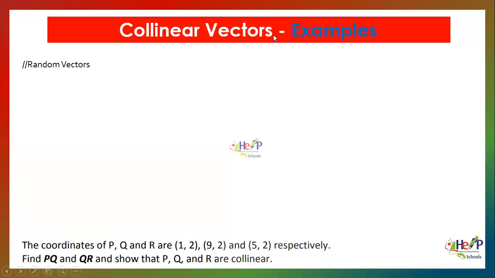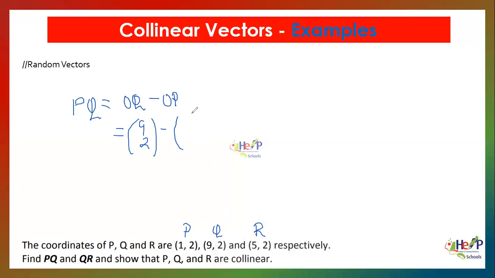So here we start by getting our PQ, and our PQ is the same as OQ take away OP. OQ is given as, now this is respectively, so the first value is for P, this one is for Q, and this one is for R. When they say respectively, don't put the R here and the Q here, you follow the order. So OQ is 9, 2, take away OP, which is 1, 2. And this will give us 8, 0. And this is PQ.